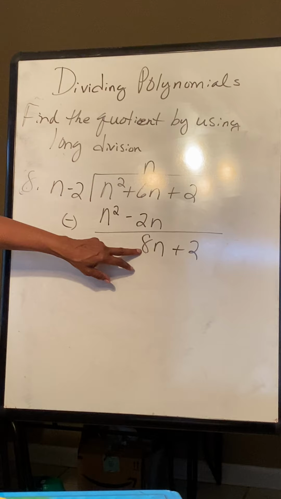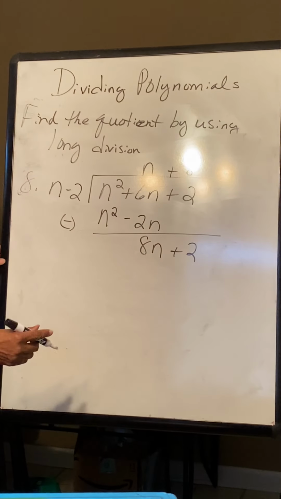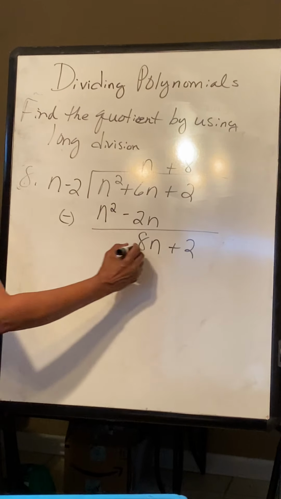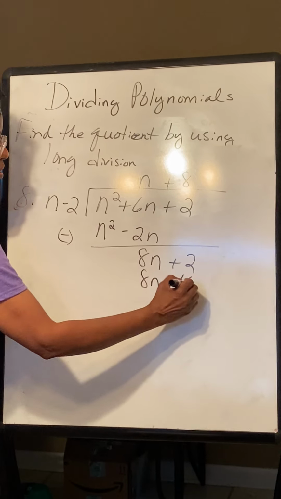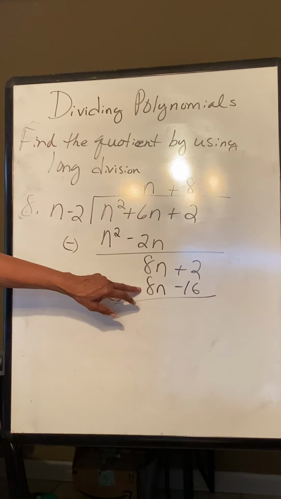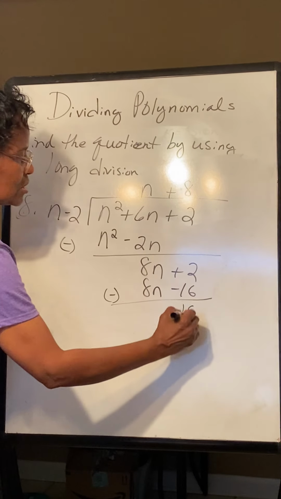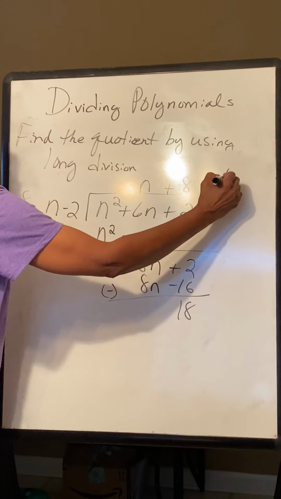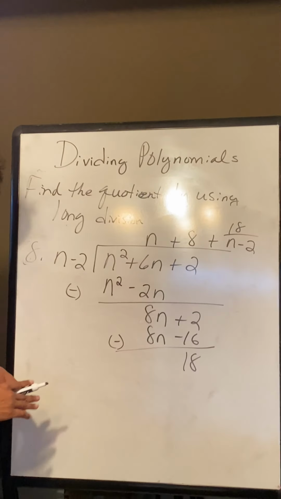N times what gives you 8n? It would be a positive 8, so I'll put plus 8. Multiply. 8 times n gives me 8n. 8 times a negative 2 is a negative 16. I'm ready to subtract. Any number minus itself is 0. 2 minus a negative 16 is a positive 18. So I would put plus 18 over my divisor of n minus 2.